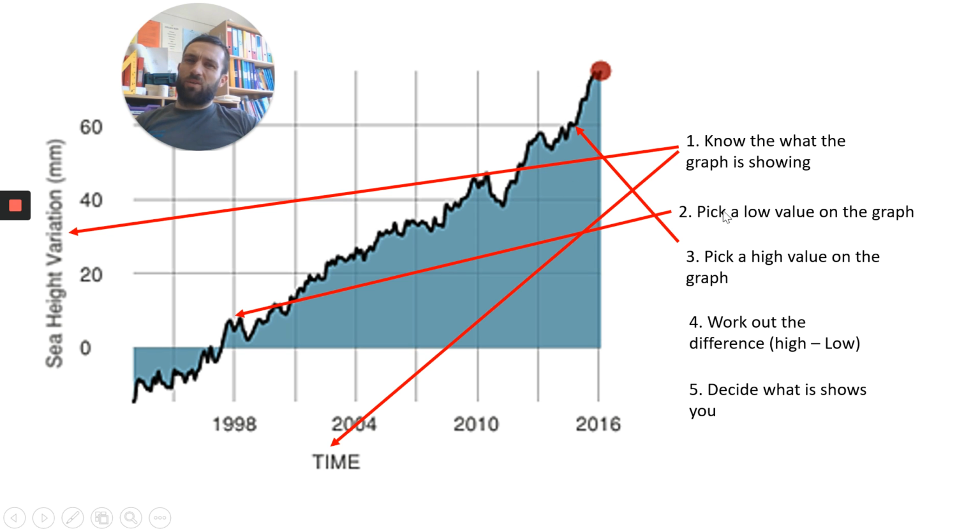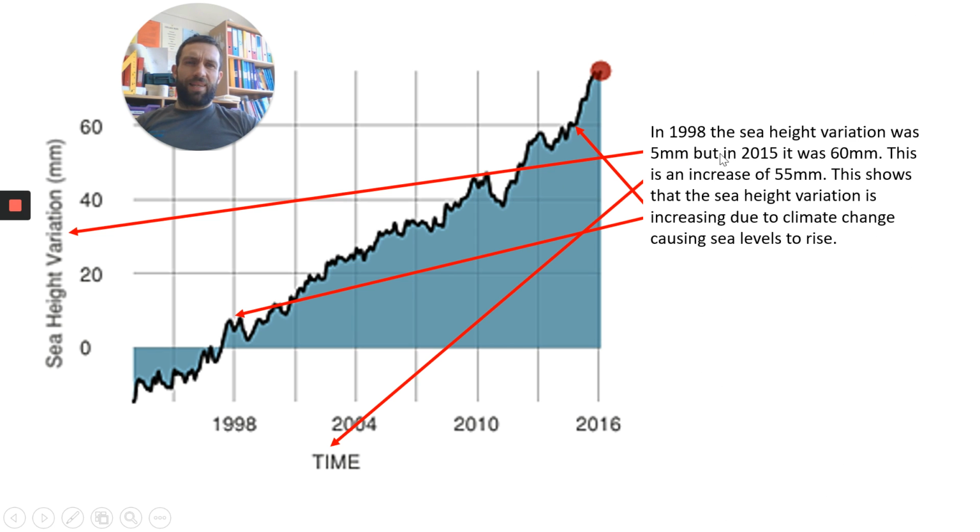Alright, and if I was to write my answer, I would write it something like this. So in 1998, we've already seen that, the sea height variation, because that's what my graph's talking about, was 5 millimetres, but in 2015 it was 60 millimetres. That's all information we already know. This is an increase of 55 millimetres, 60 take away 5.